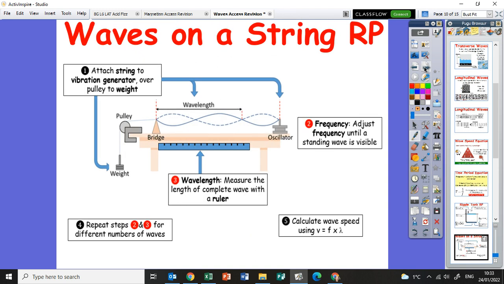Another version of that practical is waves on a string. So you attach a string to a vibration generator, over a pulley, to a weight, you adjust the frequency till a standing wave is visible, measure the wavelength using a ruler, repeat steps 2 and 3 for different waves, and again, calculate the wave speed using frequency times wavelength.